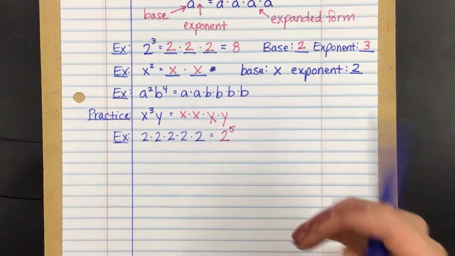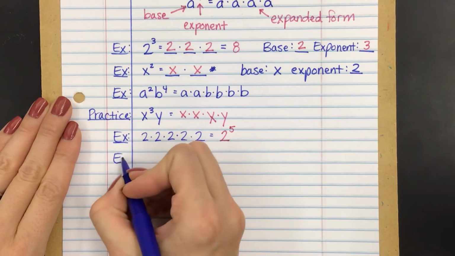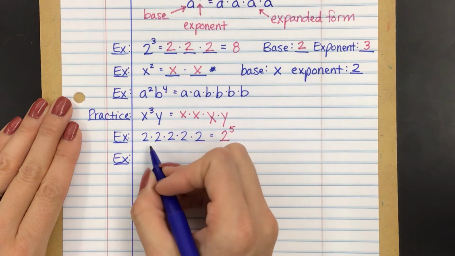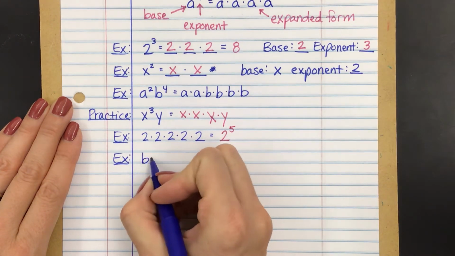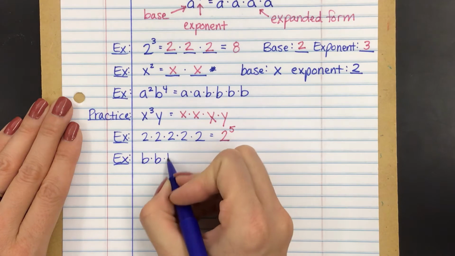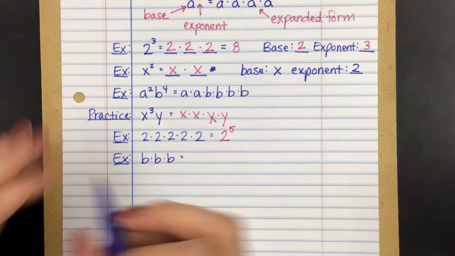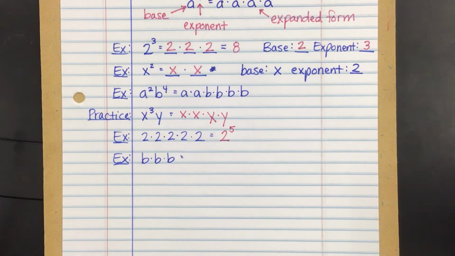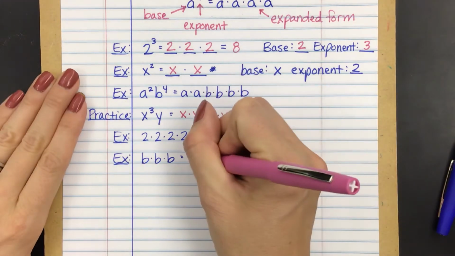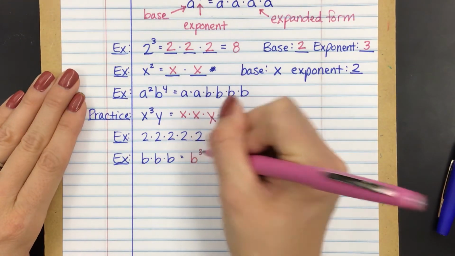Now let's try one with a variable. B times B times B. Okay, what's my base? What's my exponent? 3. Fabulous.